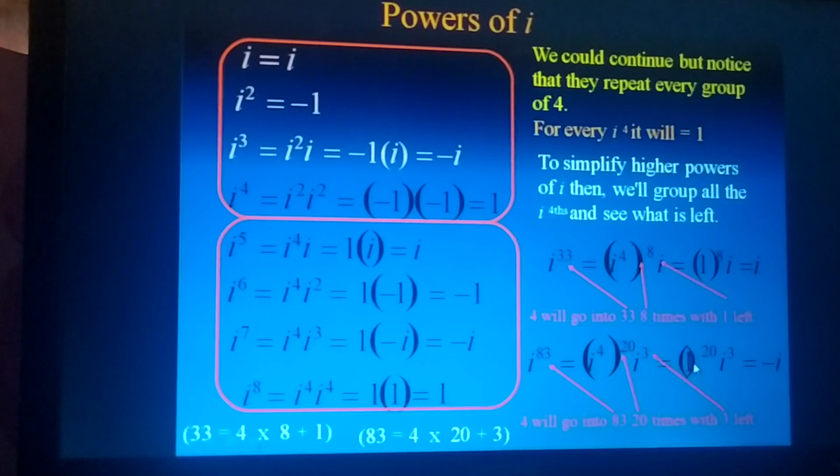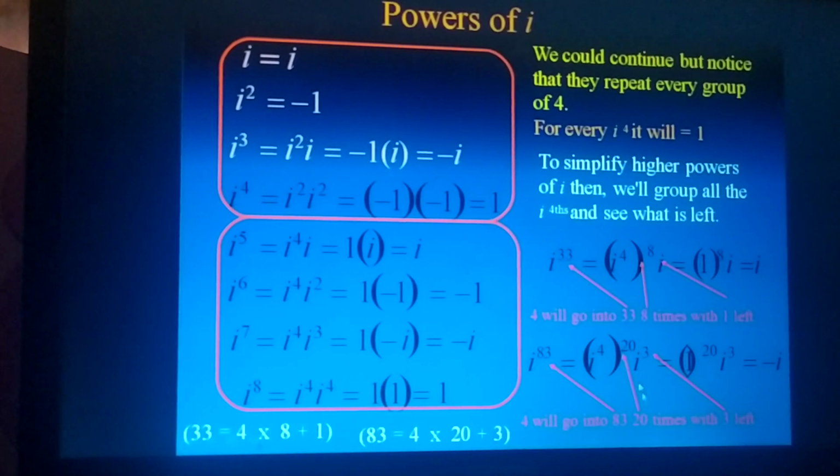Now i raised to 4 is 1. 1 raised to 20 is 1, into i cube. And what is the value of i cube? i cube is minus i. So i raised to 83 is minus i.